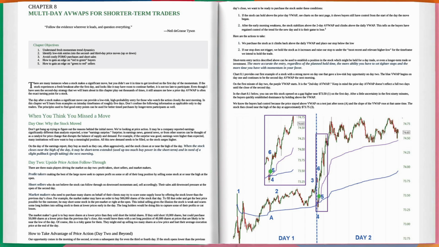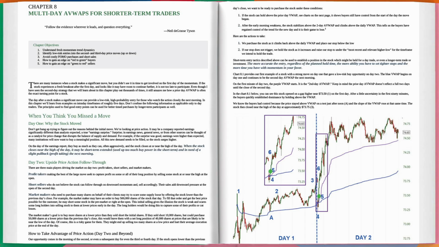For example, if the surprise was good, and earnings were higher than expected, many institutions will now want to buy a meaningful position. All this new demand needs to be filled, so the stock surges higher. On the day of the earnings report, they buy as much as they can, often aggressively, and the stock closes at or near the high of the day. When the stock closes near the high of the day, it may be short-term extended, used up too much buy power in the short term, and in need of a slight pullback, profit taking the next morning.